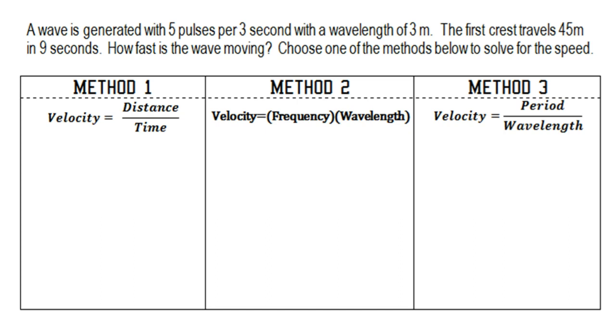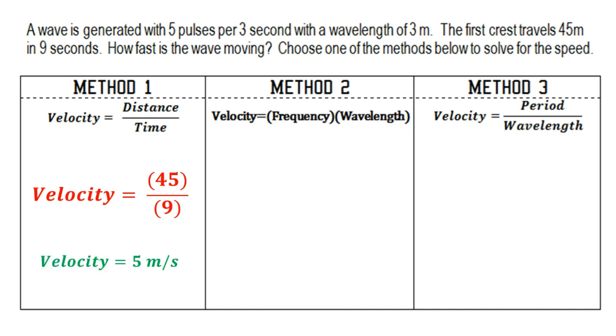Method 1 is similar to how we calculated velocity at the very beginning of the year. We took a known distance and a known time. In this case, we know that the first crest travels 45 meters in 9 seconds. This is similar to how we recorded data in our labs. So I would set up my formula with my given variables. 45 meters is my distance, and 9 seconds is the time it traveled. 45 divided by 9 gives me 5 meters per second. You would use this method if you know the amount of time it took a wave to travel a known distance.